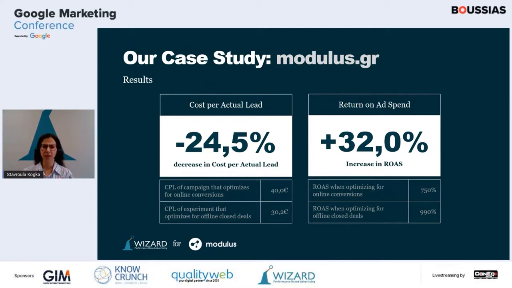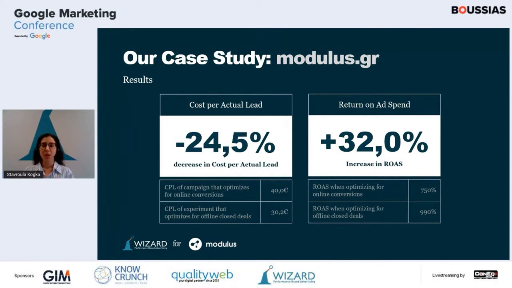And from a ROAS perspective, we calculated Modulus's average closed deal value at around 300 euros per closed deal. So this allowed us to make a quick estimation of those campaigns' ROAS. Those estimations resulted in a 550% ROAS when optimizing for online forms and a 990% ROAS when optimizing for actual closed deals. So this was huge for us. We saw a 32% increase in ROAS for campaigns that optimized based on offline conversion tracking. So that was the big news for us.